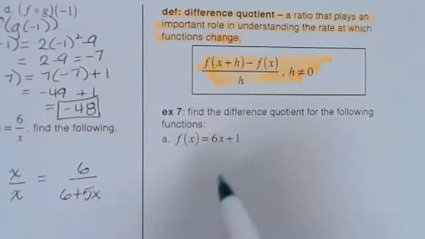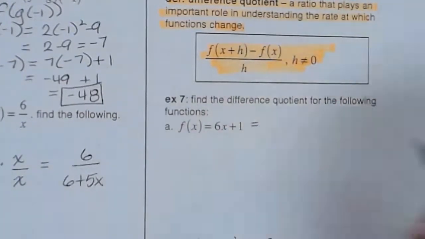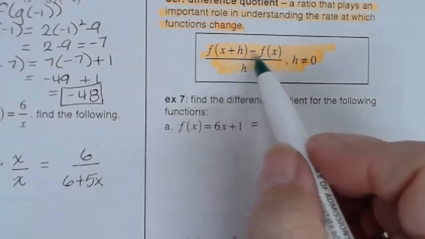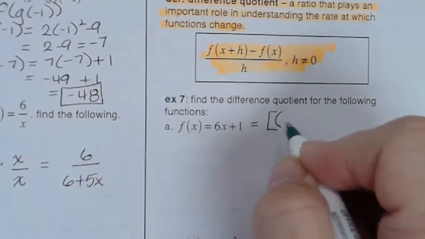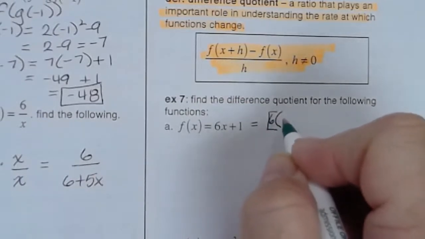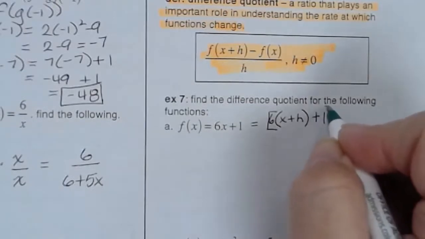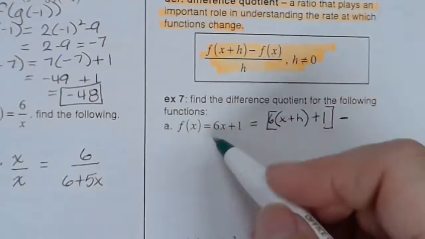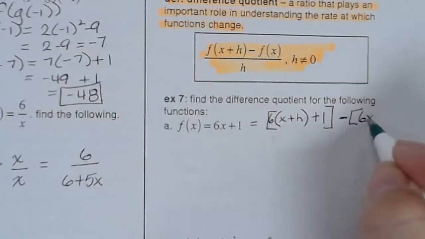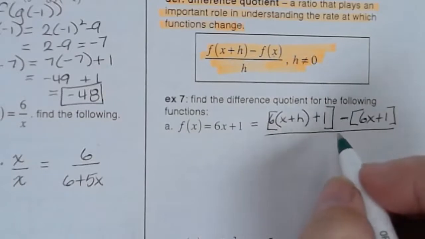So for this next problem, find the difference quotient for the following functions. So I'm going to take f of x plus h. So instead of putting an x, I'm going to put an x plus h. I'm going to put this in brackets. So I have 6 times x plus h, plus 1. There's my first part. Everywhere I see an x, I put x plus h. Minus f of x, which is my original, 6x plus 1, all over h.